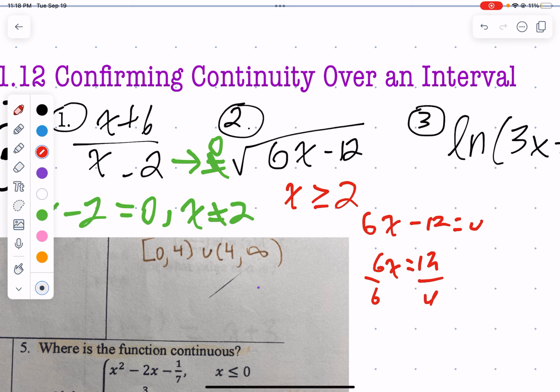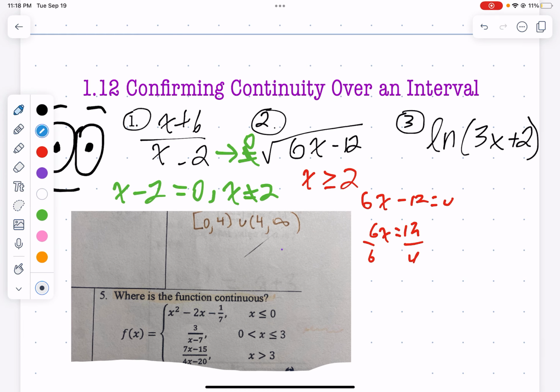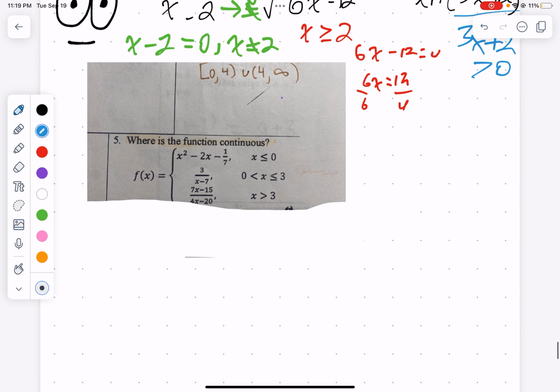You can take the square root of a 0, you just can't take the square root of a negative number. And then with natural logs, the case we have to look out for is that you cannot take the log of a negative or a 0, which is very important. So whatever you do, this 3x plus 2 is always going to have to be greater than 0.